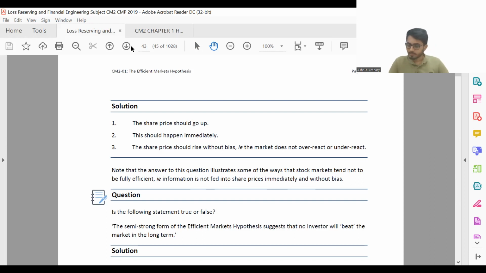True. Semi-strong form suggests no investor will beat the market in the long term. What about the others? True. That is, we know the past data and publicly available information. Short term. One thing is clear, all the others are getting false. What's the reason, Siddhi? You can unmute yourself and ask rather than say.